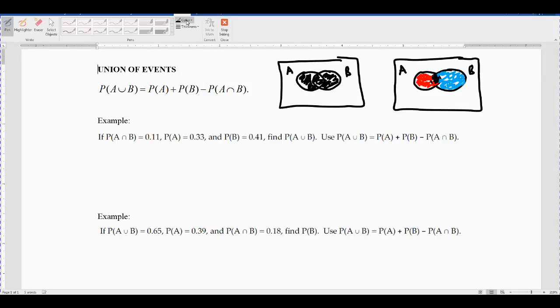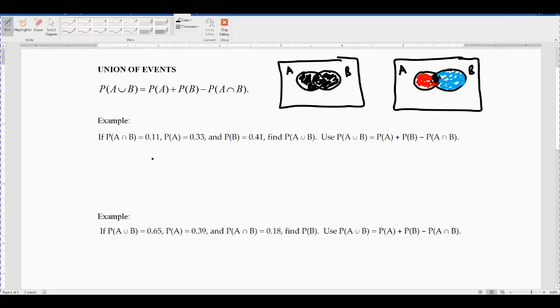So in other words, we could have just shaded all of that, the probability of A, and then just done the part that's in B but not in A. So, the easiest way to think of it is like this. Which means we can now do some examples.